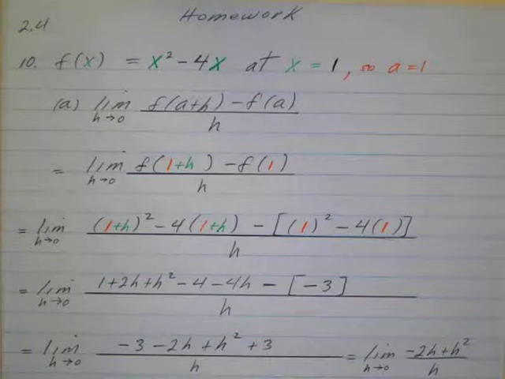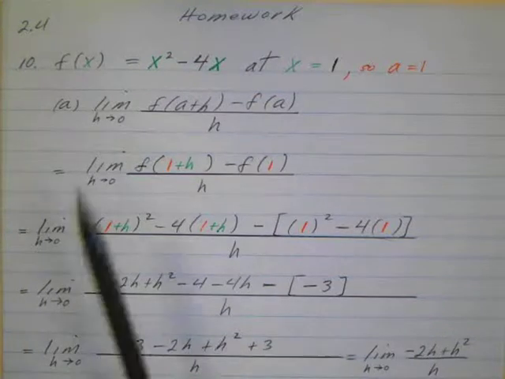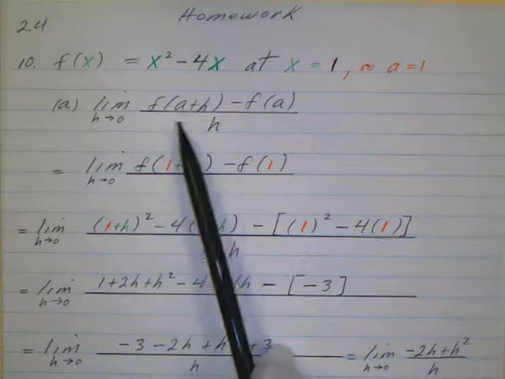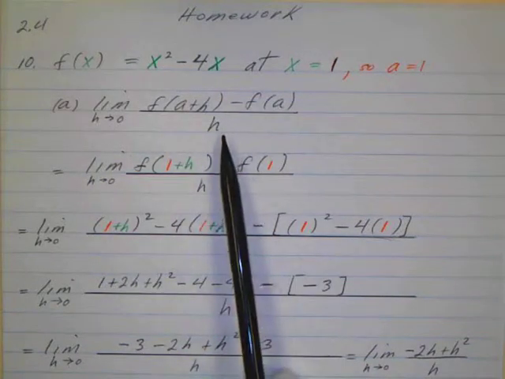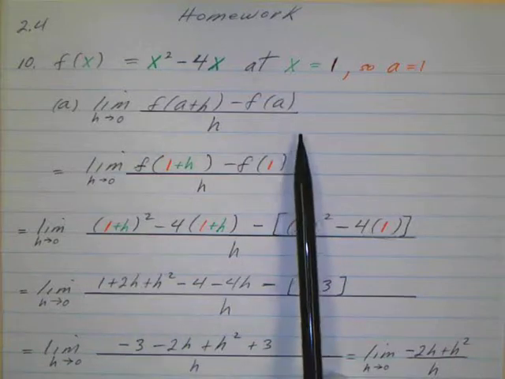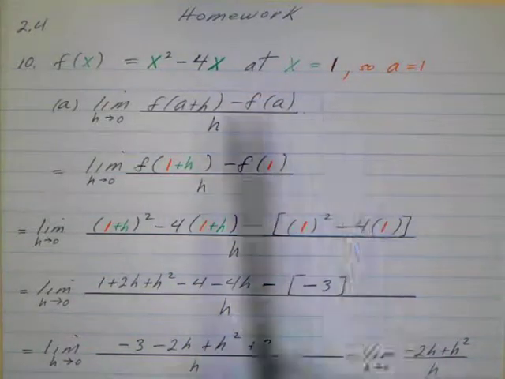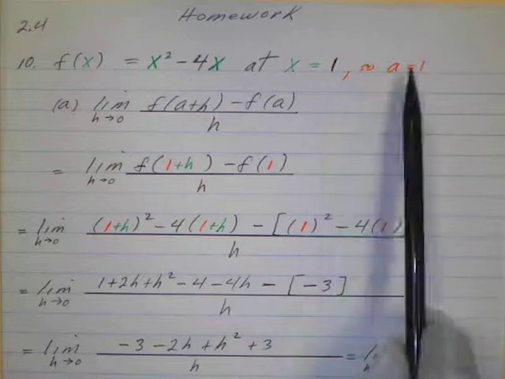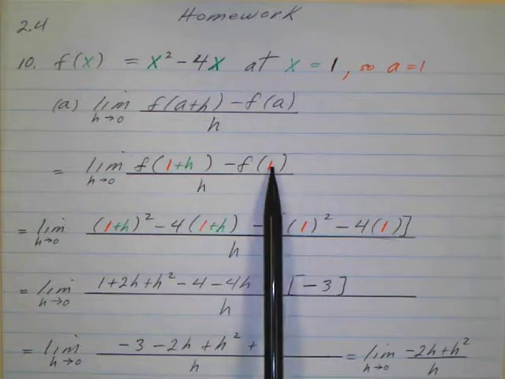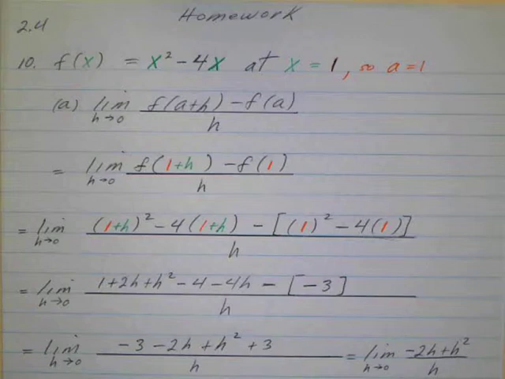All right? So first of all, we use our slope formula from page 90. The limit as h approaches 0 of f of a plus h minus f of a over h. Okay, we take that limit, so we substitute in. So first of all, my a is going to be 1. That's when x equals 1. So it's going to be f of 1 plus h minus f of 1 all over h. And I put that in the function.